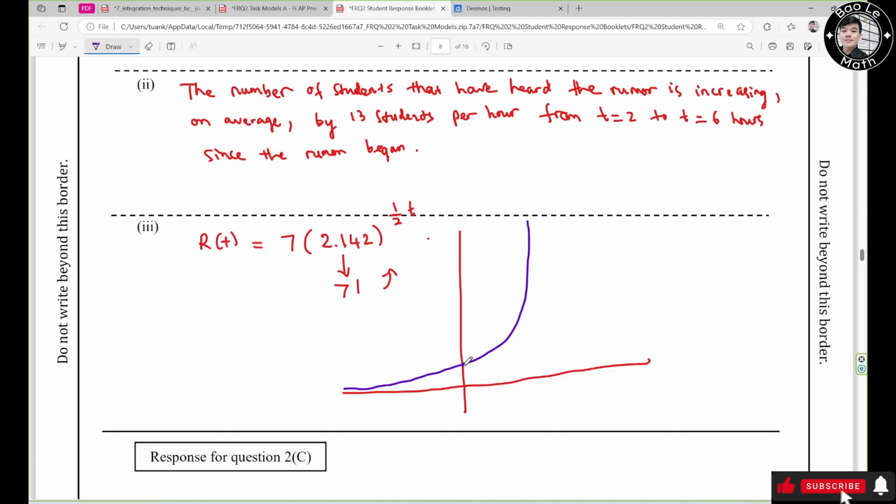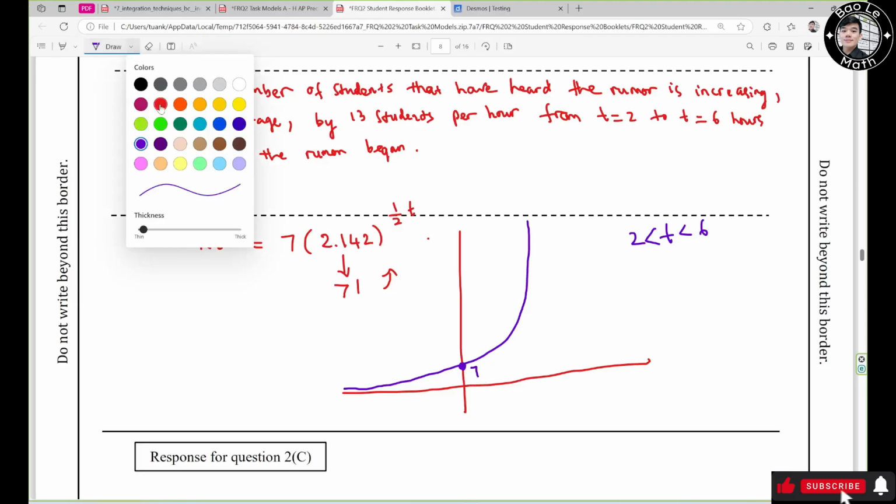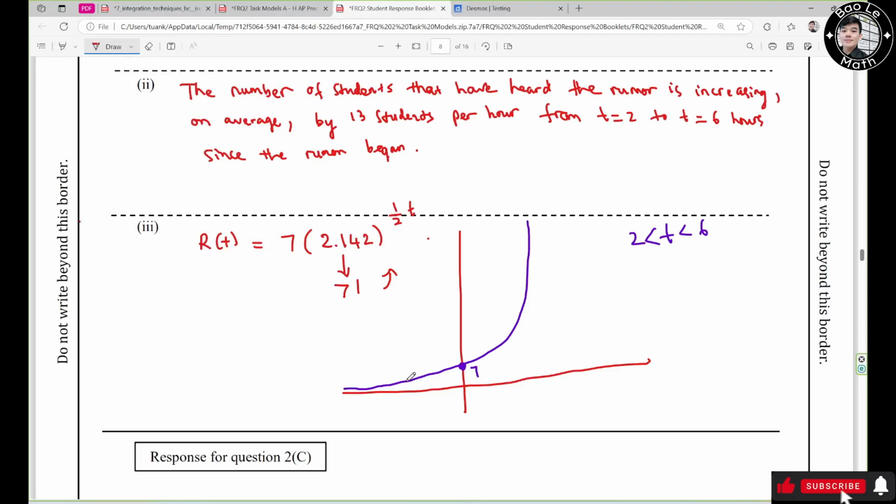Alright, this one is the y-intercept 7 right here, right? Now t is from 2 to 6, which means the average rate of change is going to be right here. So we're going to go back over here. We're going to say that the estimate will be greater than the number of students predicted by the model R of t, because R of t is a concave up exponential function on the interval from 2 to 6, right?